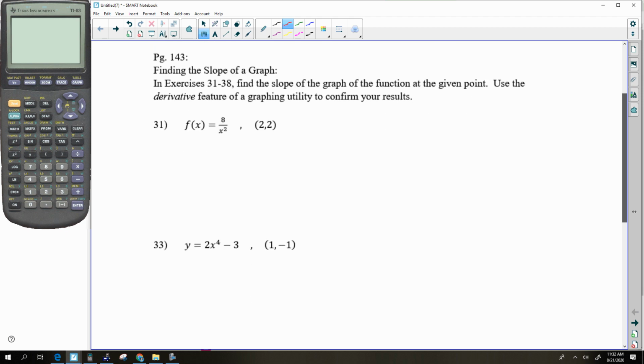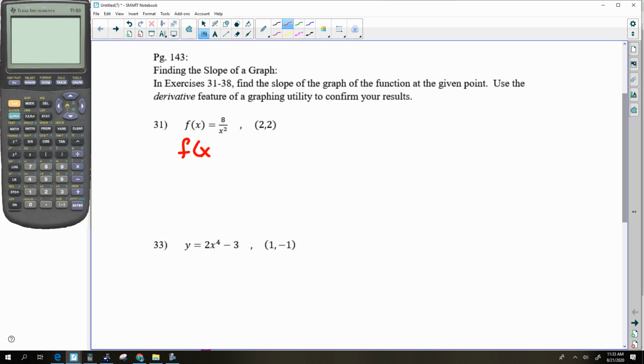So our problems begin here: find the slope of the graph of a function at the given point. Use the derivative feature of a graphing utility to confirm your results. Okay, I'll get to that second part. But the slope of a graph at any point is the derivative. It's the instantaneous change, it is the tangent. So the slope of any tangent.